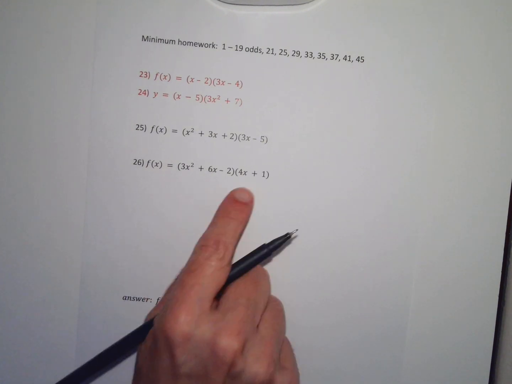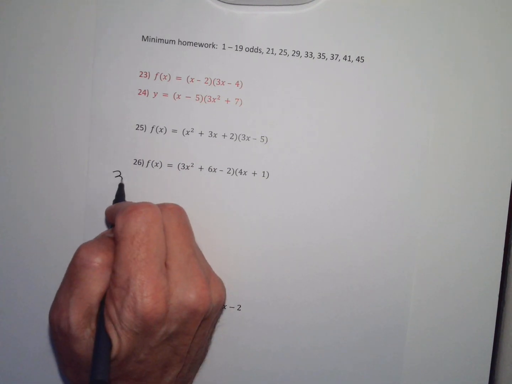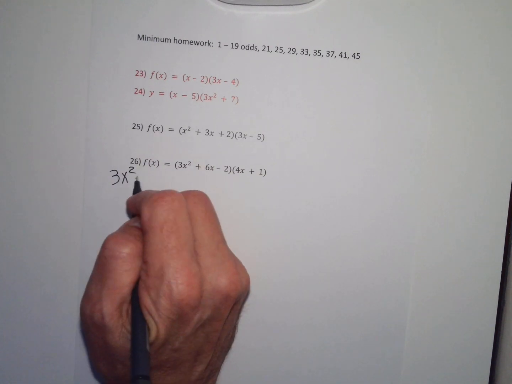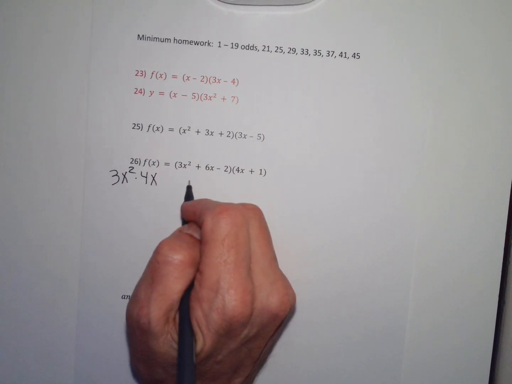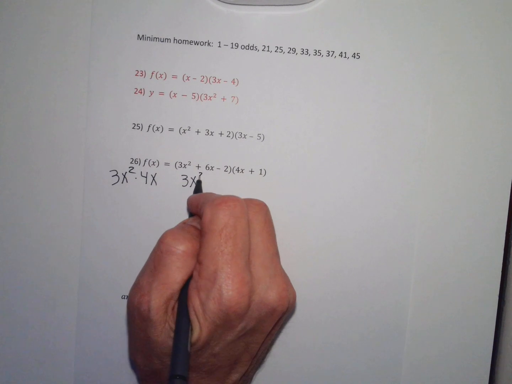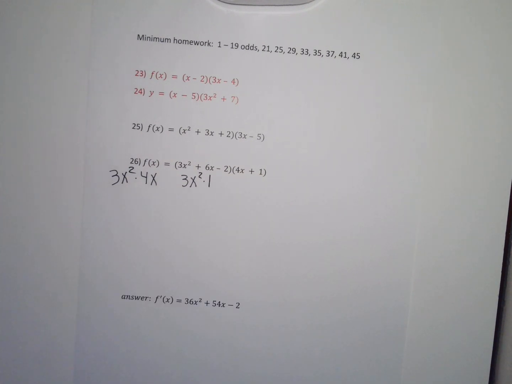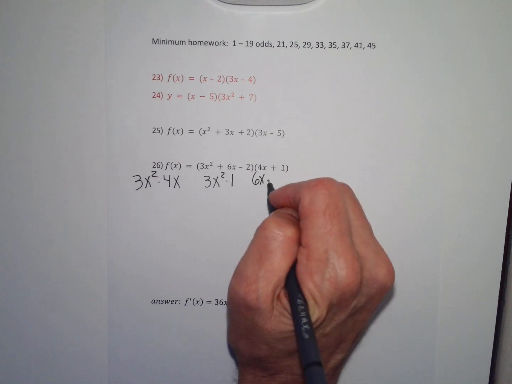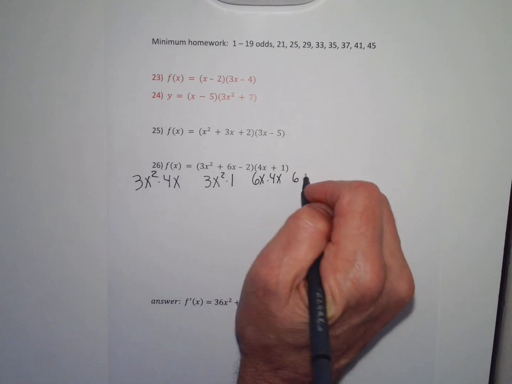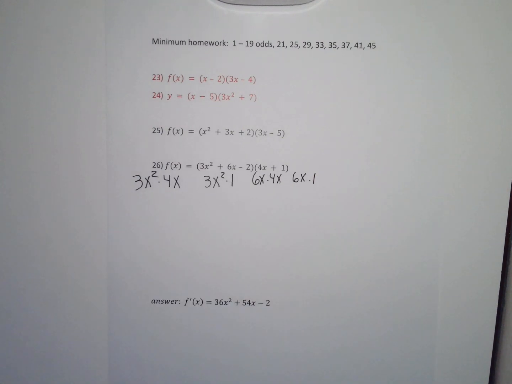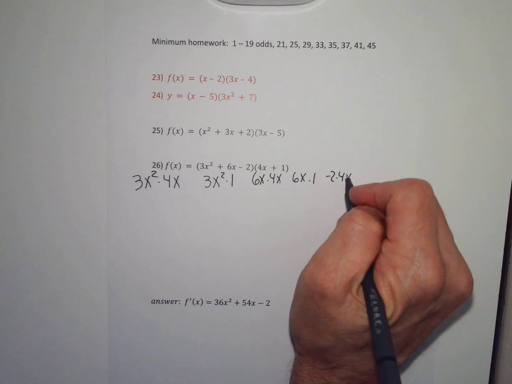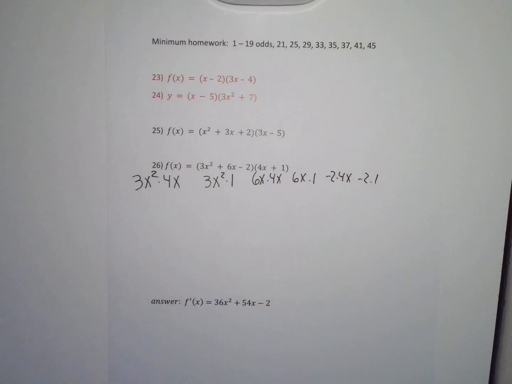In problem 26, there's a lot of multiplications I need to do to rewrite the problem. I need to take the 3x squared in the left parentheses, multiply it by the 4x and the 1 in the right parentheses as I'm trying to rewrite this problem so it doesn't have multiplication. I need to take the 6x in the left parentheses, multiply it by the 4x and the 1 in the right parentheses. And I need to take the negative 2 in the left parentheses, multiply it by the 4x, and multiply it by the 1 in the right parentheses to clear the multiplication.